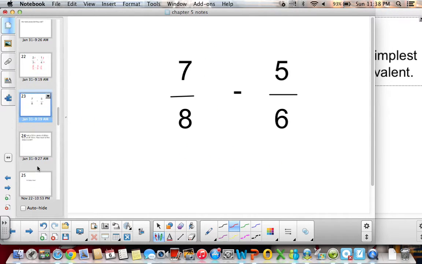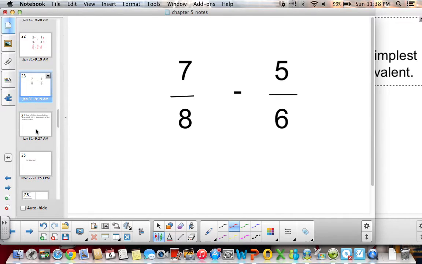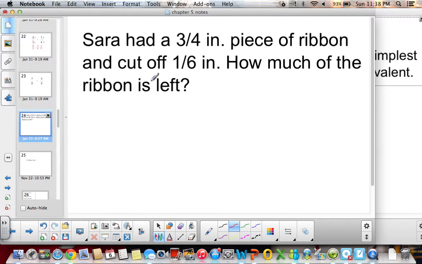Okay, if we have, Sarah had a 3/4 inch piece of ribbon and cut off 1/6 inches, how much of the ribbon is left? So she starts with 3/4 and then she cuts off 1/6. So that would be subtract 1/6. I want you to pause me and do this in your notebook and come back and check your answer.